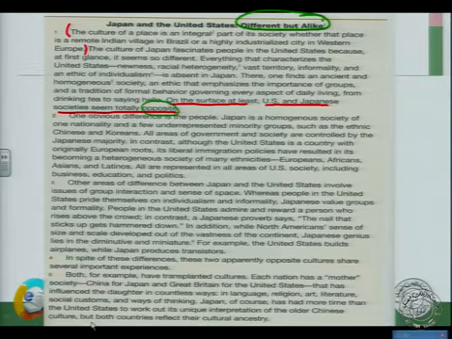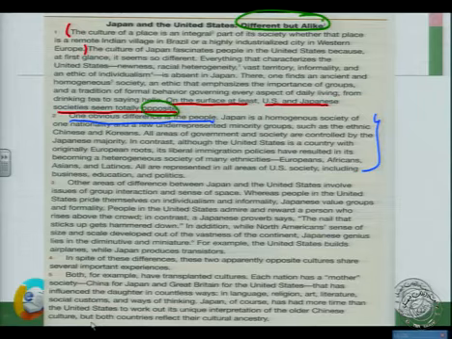And here, number 2. One obvious difference is the people. This is the topic sentence of the first body paragraph. The rest is only examples. Examples of the topic sentence, which is: one obvious difference is the people.